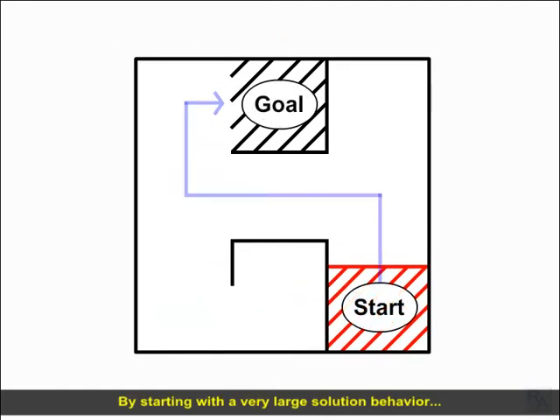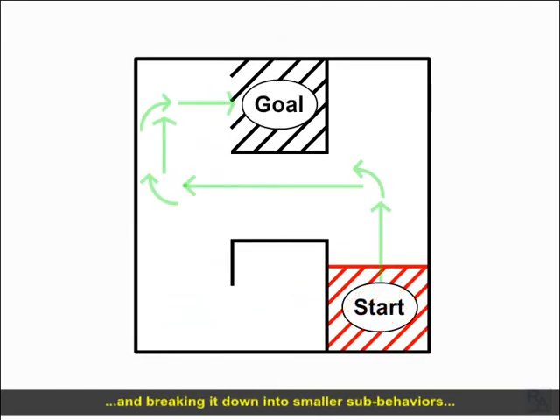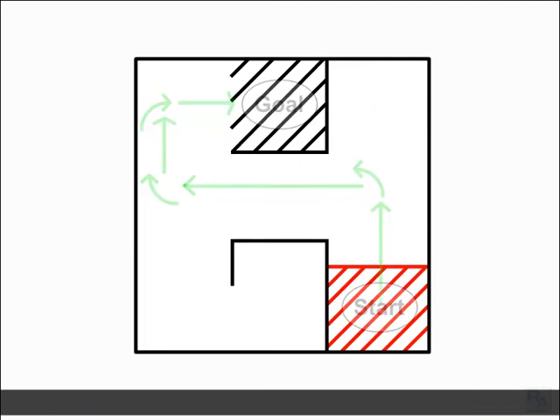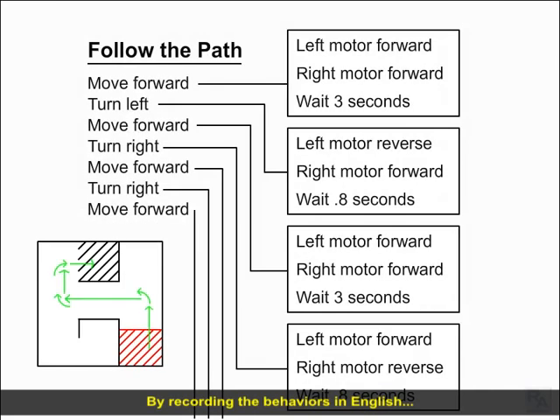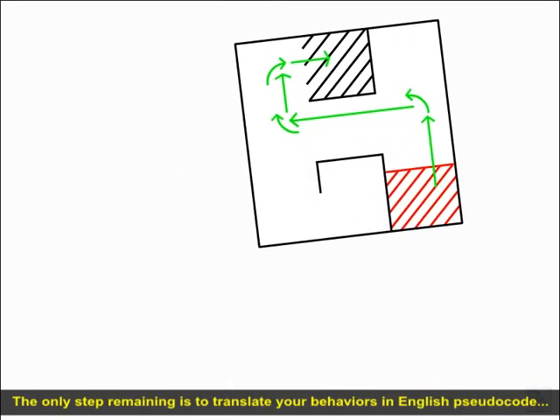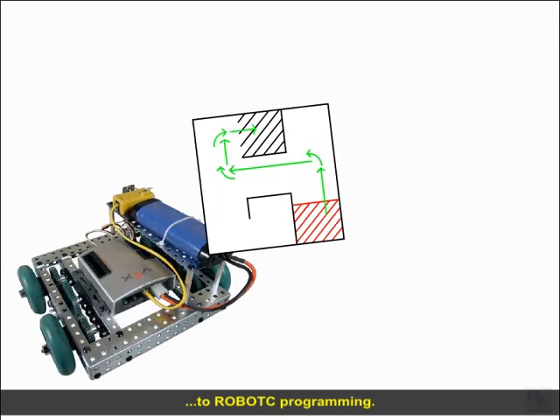By starting with a very large solution behavior and breaking it down into smaller sub-behaviors, you have a logical way to figure out what the robot needs to do in order to accomplish its task. By recording the behaviors in English, you have taken the first step towards good pseudocode practice, allowing you to easily review the behaviors and their organization as you prepare to translate them into program code. The only step remaining is to translate your behaviors from English pseudocode to the RobotC programming language.